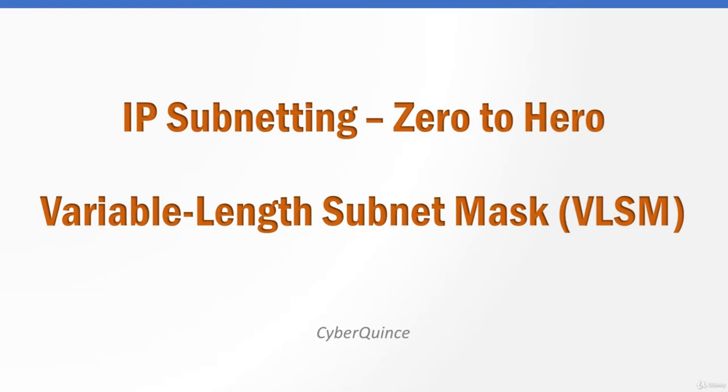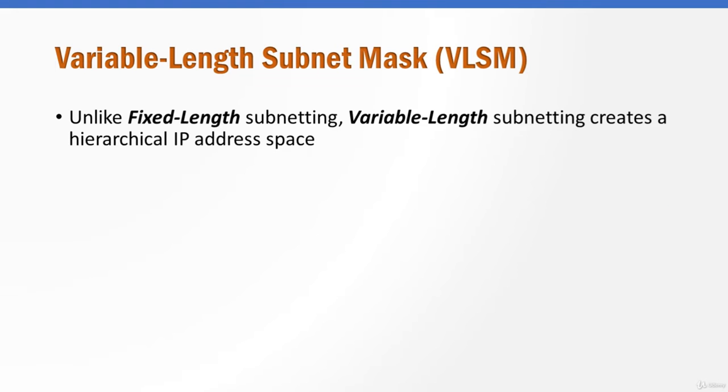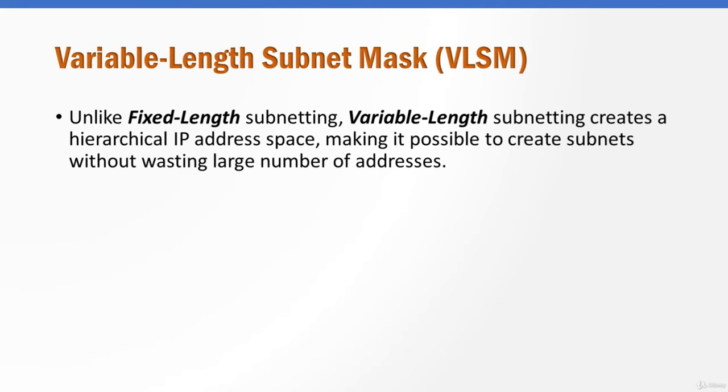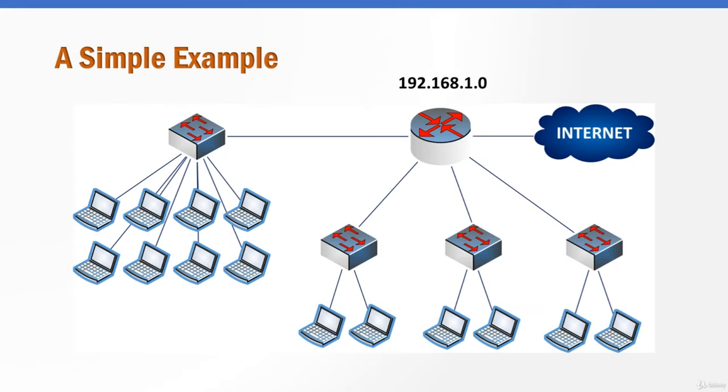Time to talk about VLSM. VLSM stands for Variable Length Subnet Mask, and the goal of this type of subnetting is to save as many IP addresses as possible. Let's look at the definition. So, unlike fixed length subnetting, variable length subnetting creates a hierarchical IP address space, making it possible to create subnets without wasting a large number of addresses.